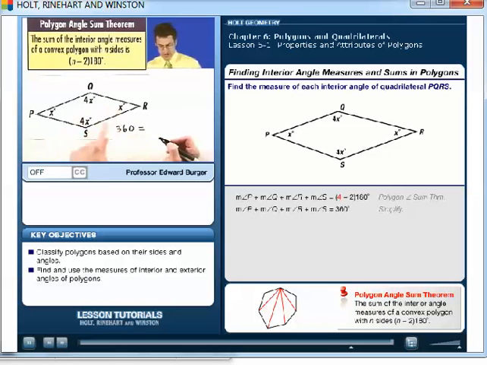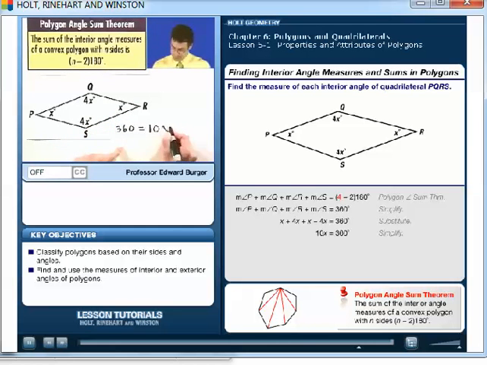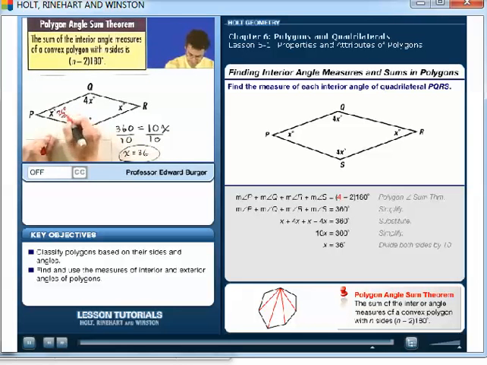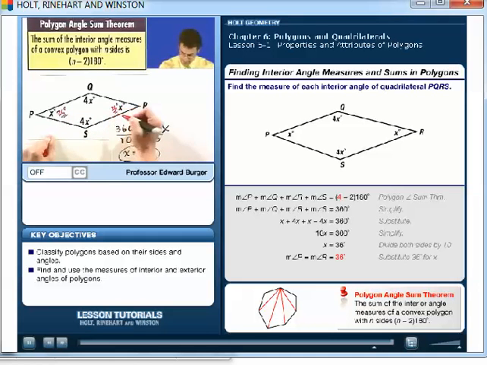But I know each individual measure, and I can add them up. It's x plus 4x, that's 5x, plus x is 6x, plus 4x is 10x. And I can now solve this equation for x by dividing both sides by 10 to isolate the x. And if I do that, I see that x equals 36. So this is 36 degrees, and this is 36 degrees. But what's this? Well, this is 4 times 36, which is 144 degrees. And this is 144 degrees.